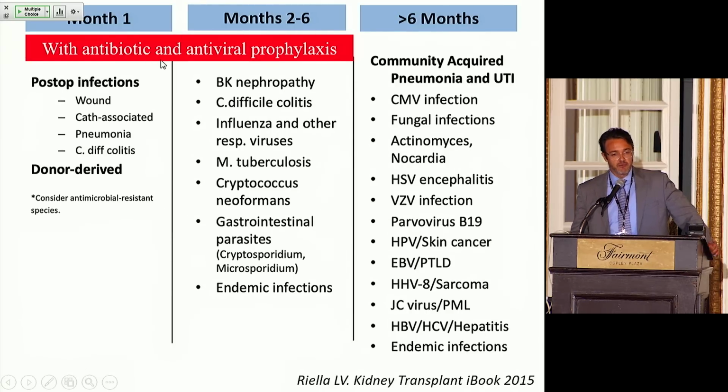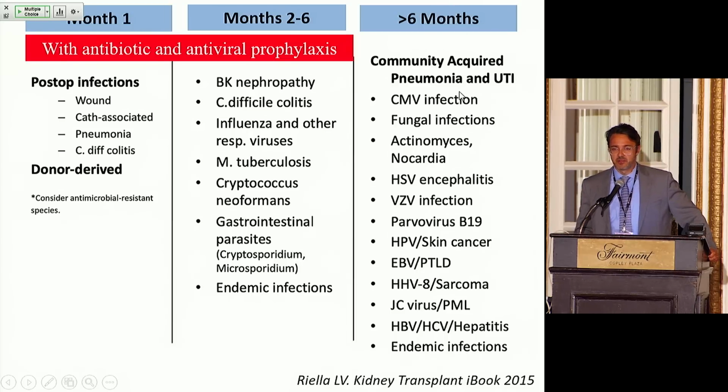So when we think about infection, this is something probably Sarah has spent a lot of time on. You have to think about when the infection is happening post-transplant. And this also has to do with whether the patient had any recent rejections or anything that would reset the clock. So within 1 month after transplant, there are post-op infections, and donor-derived infections are important. Between 2 and 6 months, there are a lot of opportunistic infections such as BK, some GI parasites or endemic infections.